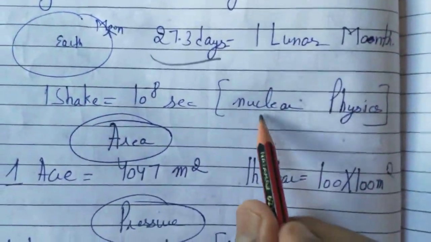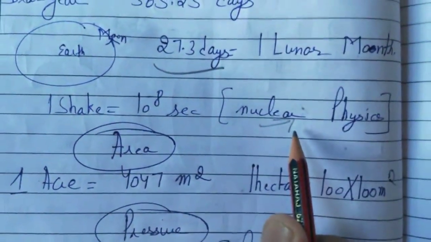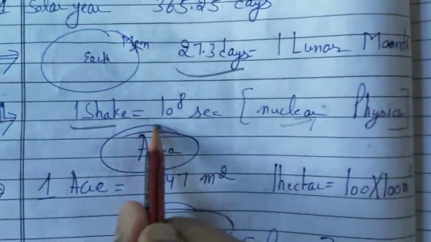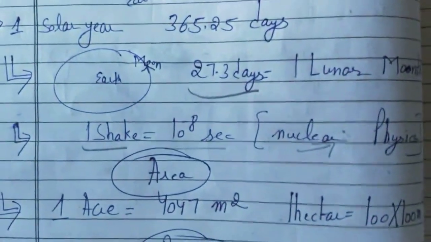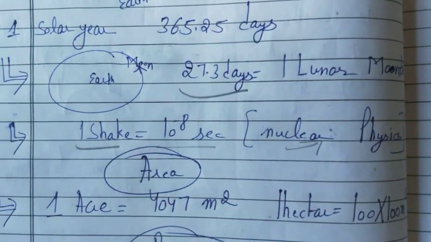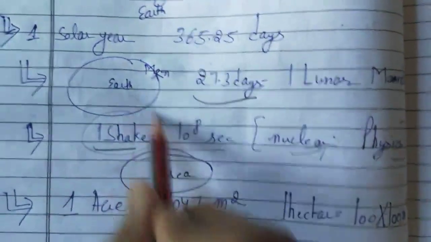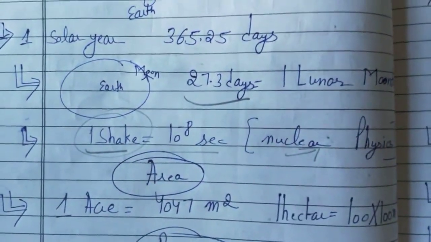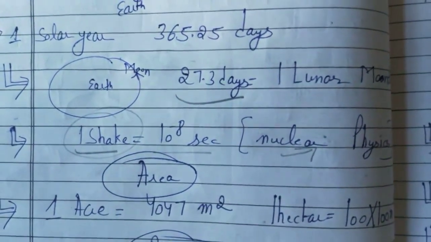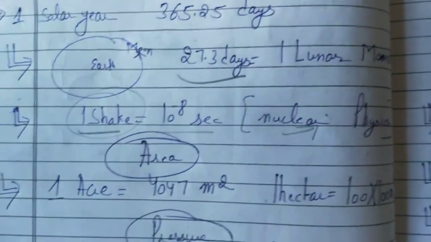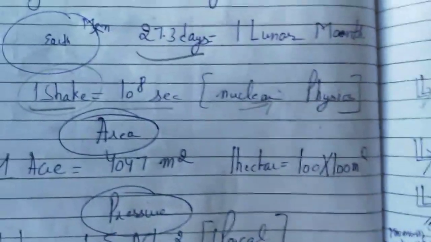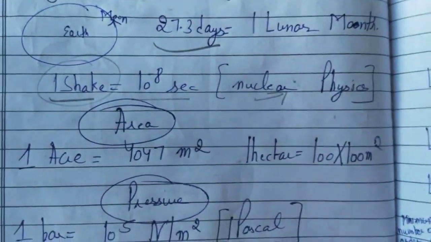So we are using a time unit in nuclear physics, that is 1 shake is equal to 10 to the power minus 8 seconds. This concept is used in nuclear physics, when we are dealing with nucleons, protons, electrons. So we will use this 1 shake unit of time, which is equal to 10 to the power minus 8 second. Now we are moving on to the practical unit of another fundamental quantity, that is area.